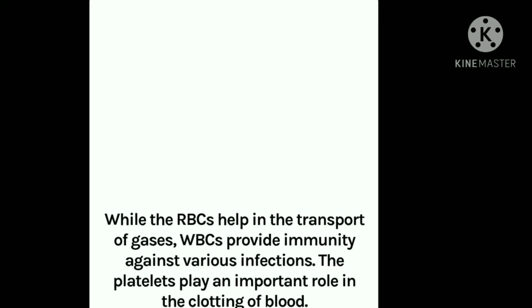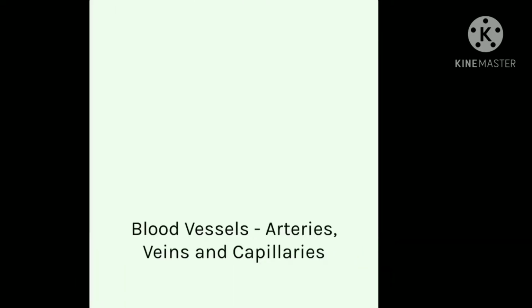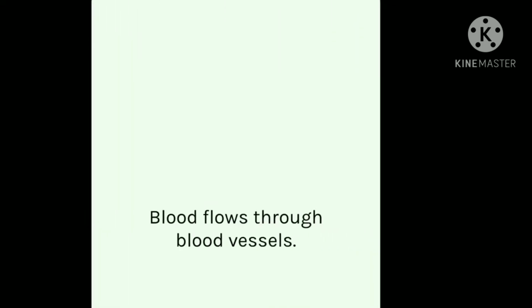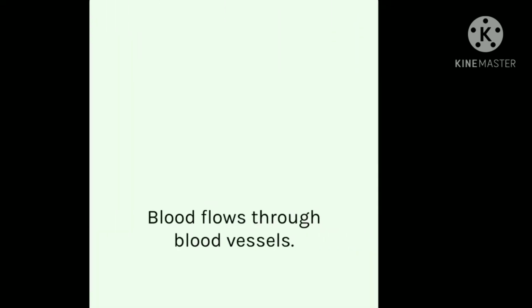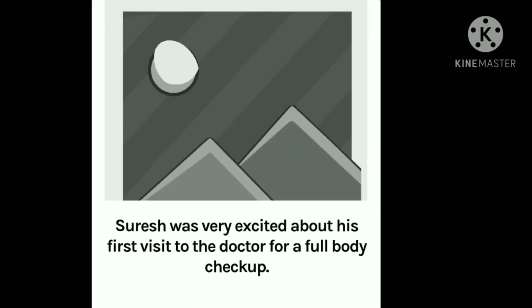While the RBCs help in the transport of gases, WBCs provide immunity against various infections. The platelets play an important role in the clotting of blood. Now see the blood vessels: arteries, veins and capillaries. So the blood flows through blood vessels.